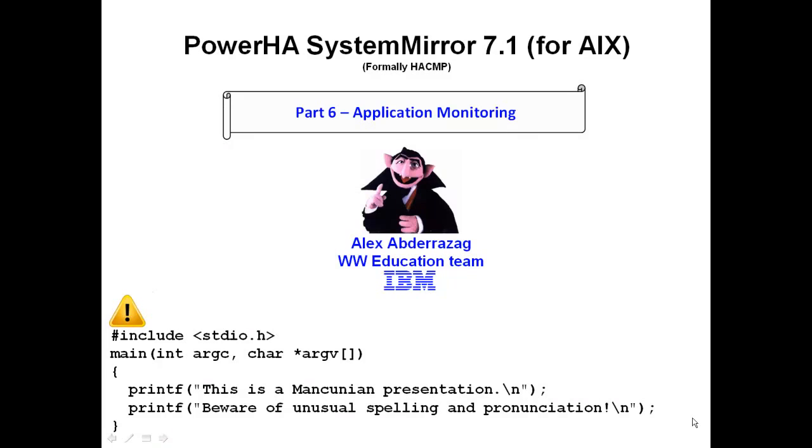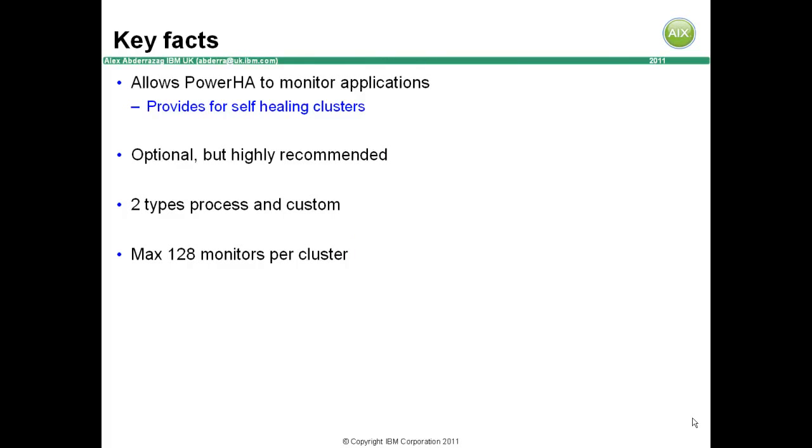Welcome to part 6, Application Monitoring. Application monitoring allows PowerHA to monitor your applications. It's optional, but it's highly recommended. Without it, PowerHA doesn't actually know whether your applications are up or down.